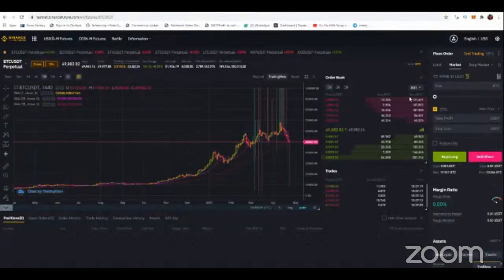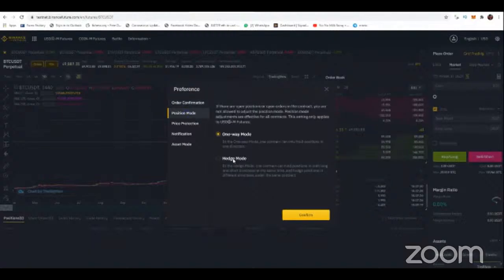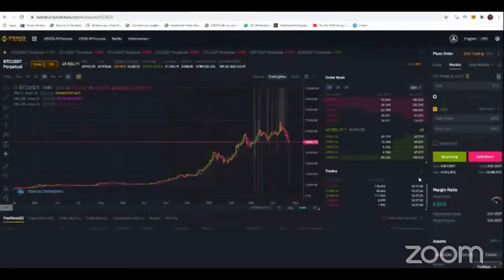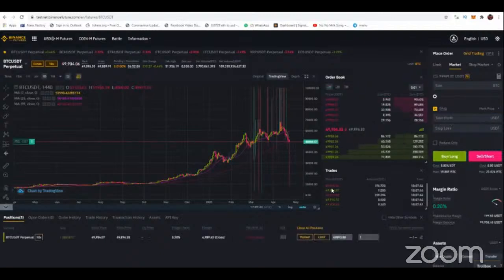Now remember that we are on one-way mode. You remember that when we went to this preference, the position mode, we only selected one-way mode, we didn't select the hedge mode. So this is how you see the effect of that. This is just explaining to you what that effect is. Let's say, for instance, I put one Bitcoin right here. That means I want to possibly buy or sell one Bitcoin. Let me just go with buying one Bitcoin.